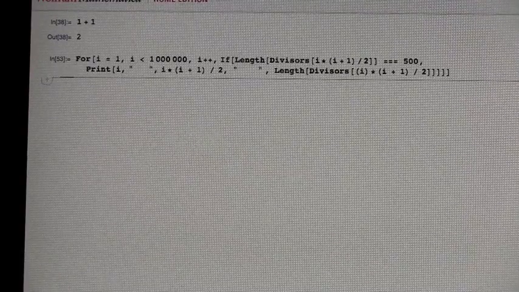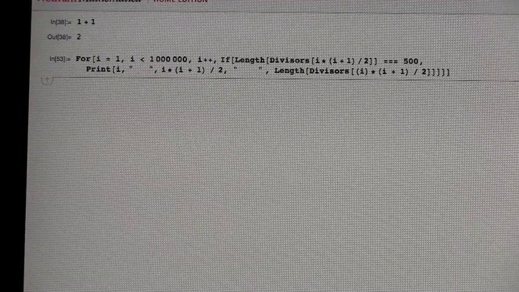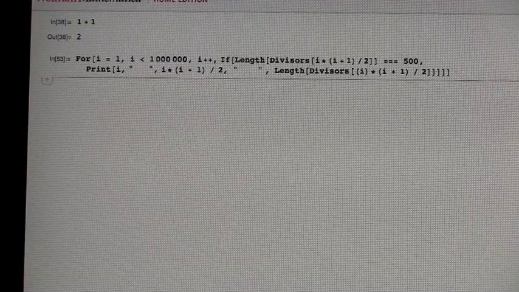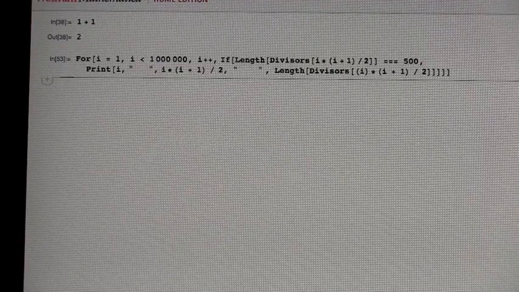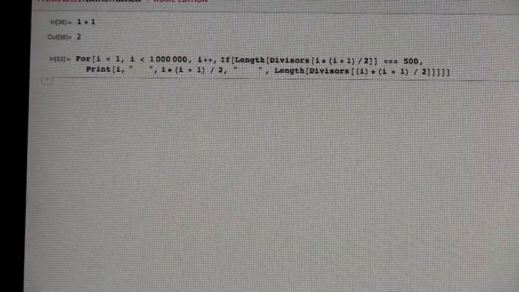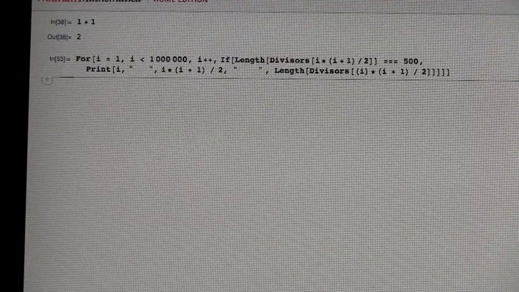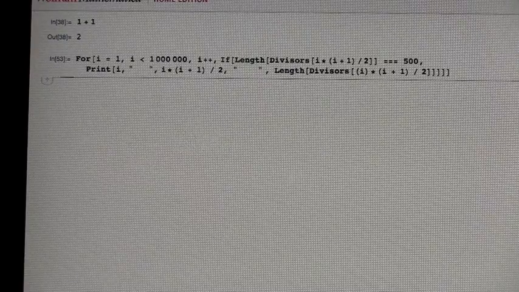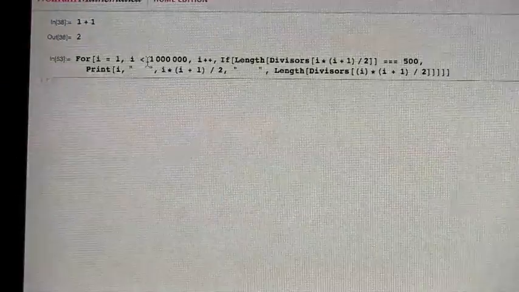Still running. Checking every number. I mean, 1,000,000 to 10,000,000, that's still gonna take a long time. Hopefully, we'll find some in 1,000,000. I hope so too. What would a number with exactly 500 divisors look like? Do you remember how you calculate the number of divisors? We'll use those buckets.